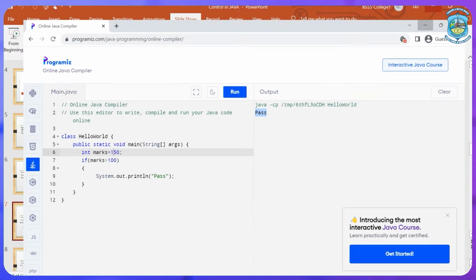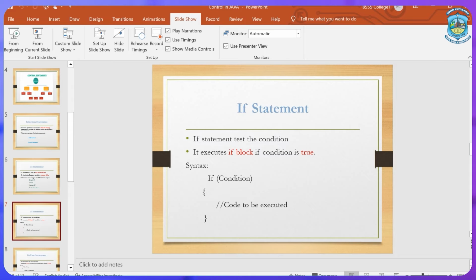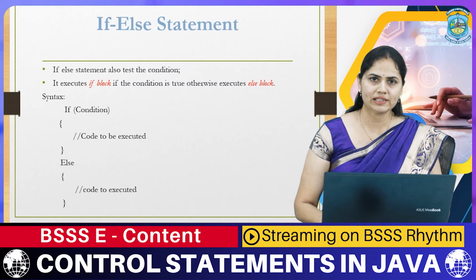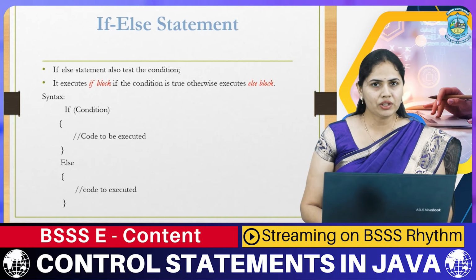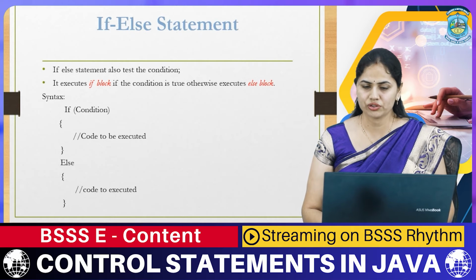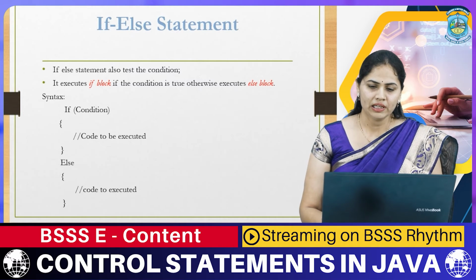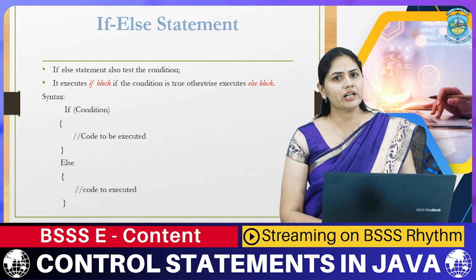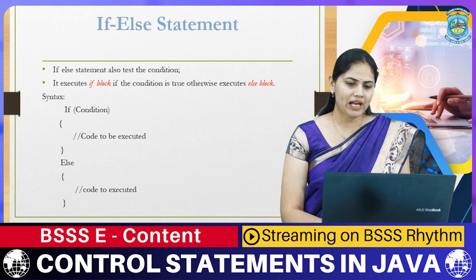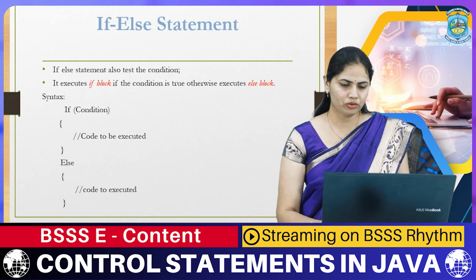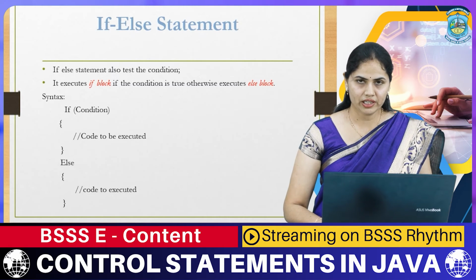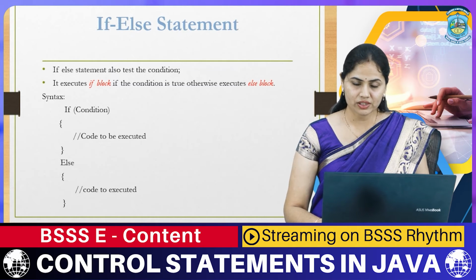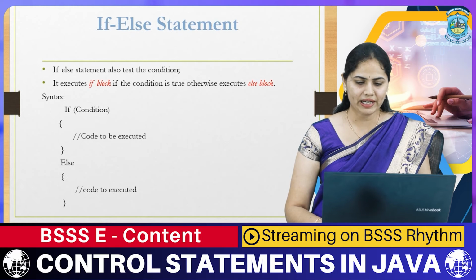Then next we have the if else statement. In the if else statement it also tests the condition. It executes the if block if the condition is true, otherwise it executes the else block. This means another option is there: if the condition is false, then it will switch to the else block. The syntax is, you specify the condition, and if the condition is true, this code will execute. If the condition is false, it will go to the else part and the else code will execute.